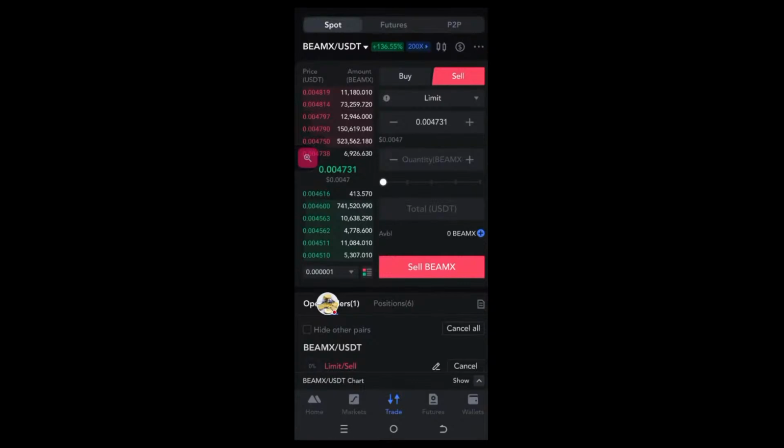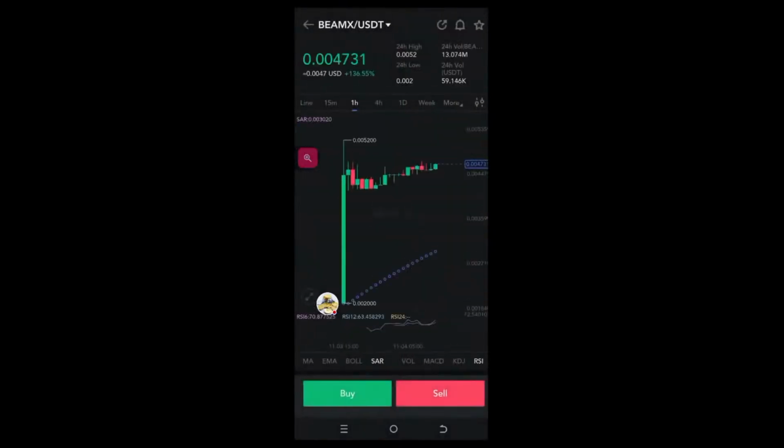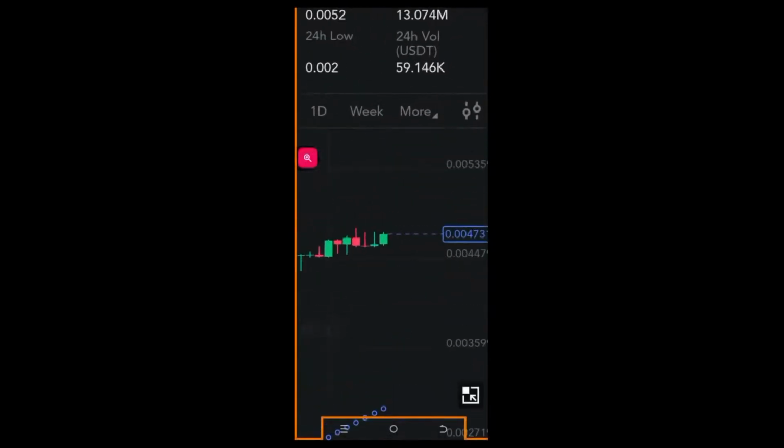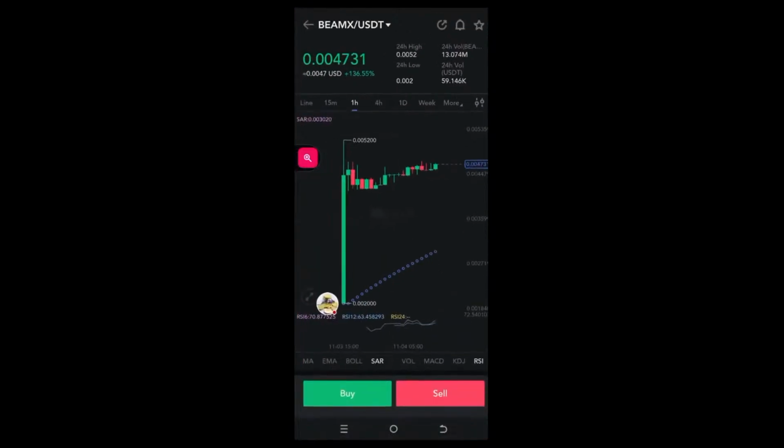MEXC, no trading fees. Let's go check the charts. I hope this was a good decision. It looks like it's in pump mode. I'll be back to check this out again.